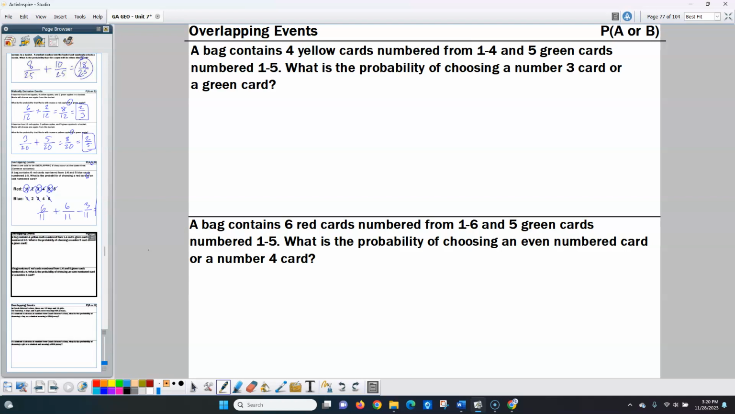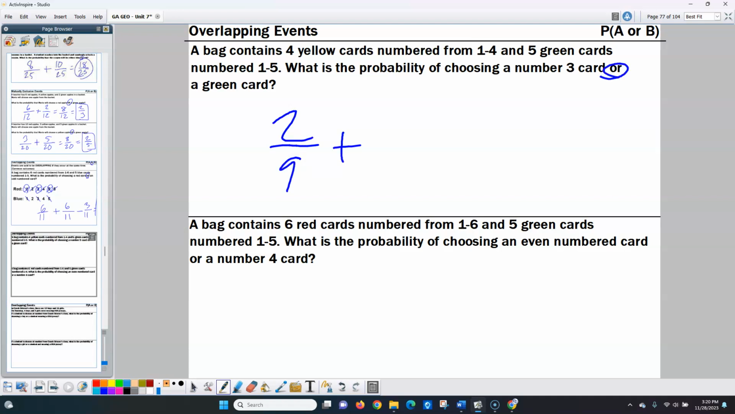A bag contains 4 yellow cards numbered 1 to 4. 5 green cards numbered 1 to 5. What's the probability of choosing a number 3 card? Well, how many number 3 cards do we got in the bag? 2 of them. One of them's yellow, one of them's green. So 2 out of, I think there are 9 total cards.